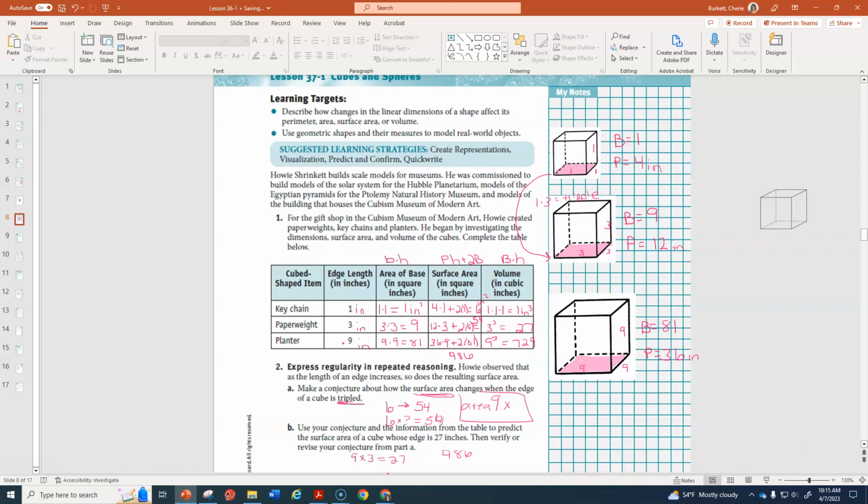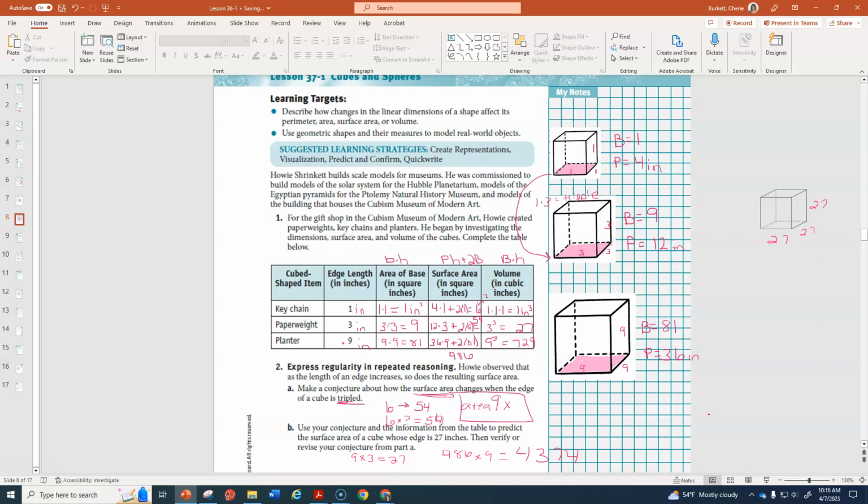multiply that by, what's our prediction? Times 9. 486 times 9. My calculator tells me that is 4,374. Now, we did that by using this conjecture that we came up with right here, but can we real quickly calculate the surface area of a cube that's 27 by 27 by 27?